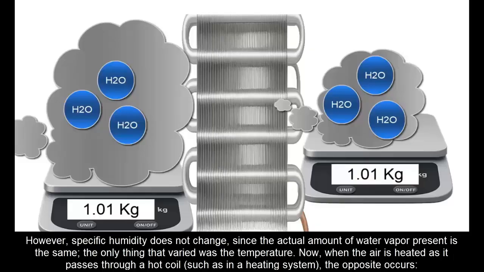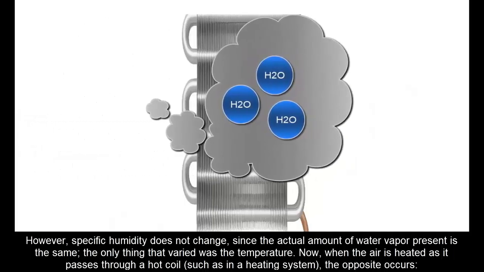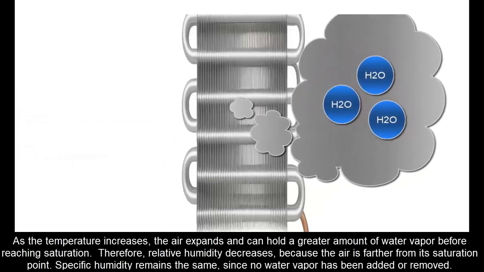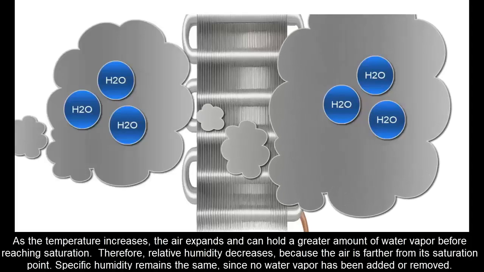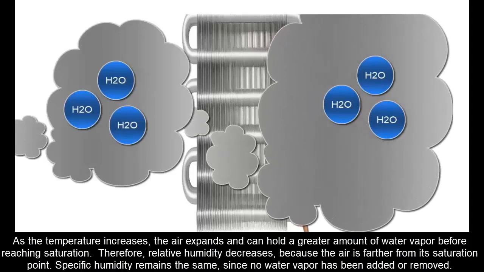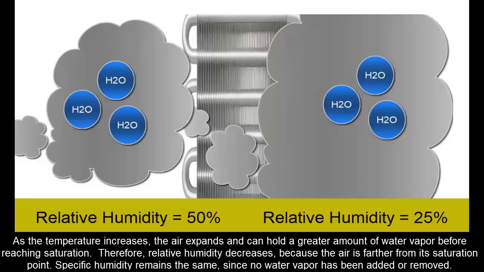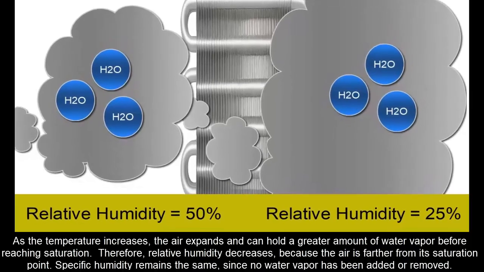Now, when the air is heated as it passes through a hot coil, such as in a heating system, the opposite occurs. As the temperature increases, the air expands and can hold a greater amount of water vapor before reaching saturation. Therefore, relative humidity decreases because the air is farther from its saturation point. Specific humidity remains the same since no water vapor has been added or removed from the mass of air.